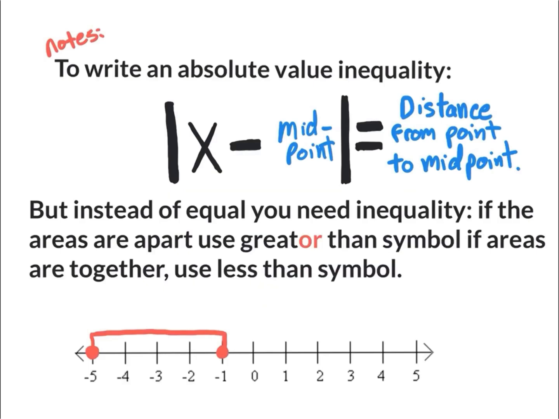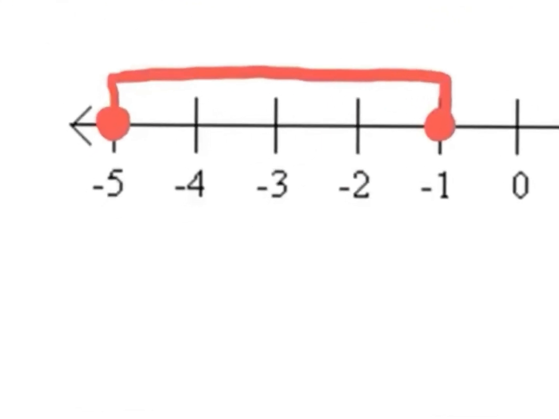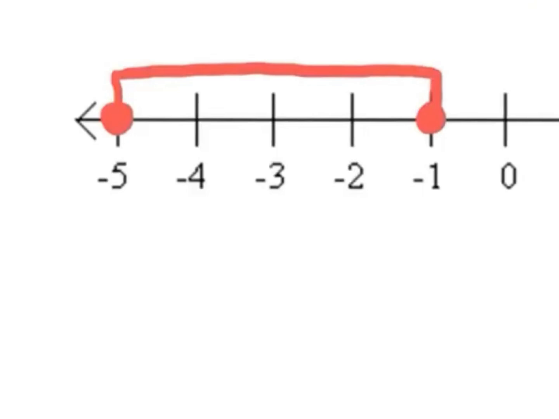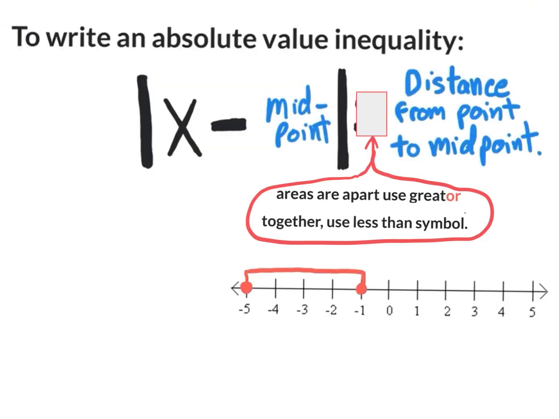I'm going to give you a graph like this one right here. As a matter of fact, go ahead and copy that graph right there in your notebook somewhere. And we're going to be able to write a compound, or not a compound, we're going to be able to write an absolute value inequality that actually produces this graph. So here we go.